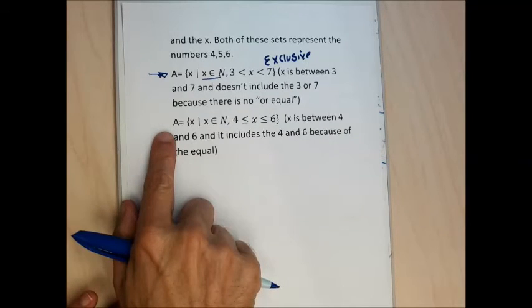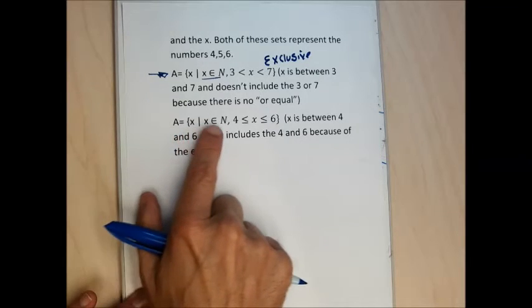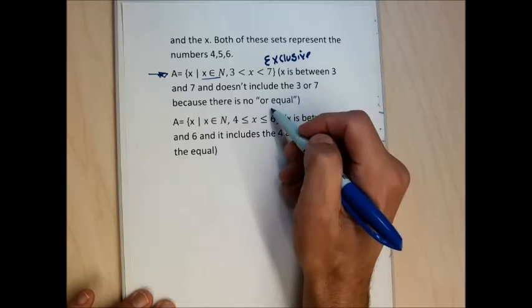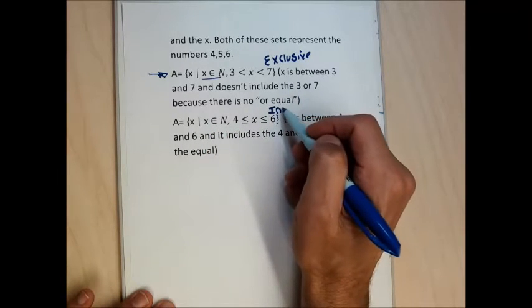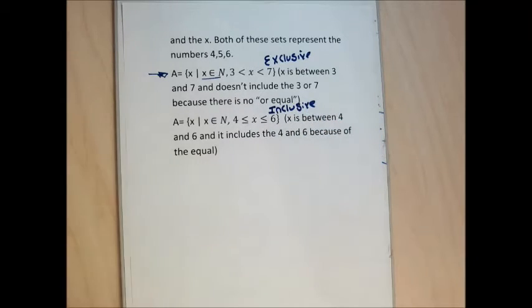This definition right here says A is a set of all x with the property that x is a natural number and x is between 4 and 6. And when you put the equal to signs with those, I think of it as an inclusive. There are other ways to write correct set builder notations for this, but there aren't any better ways. So the between set builder notations can get really tricky.